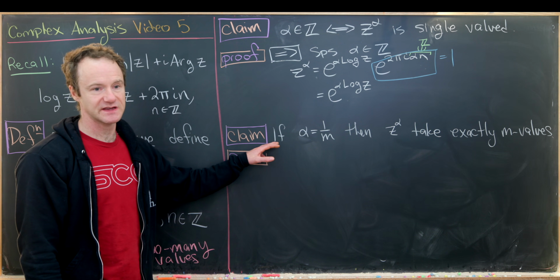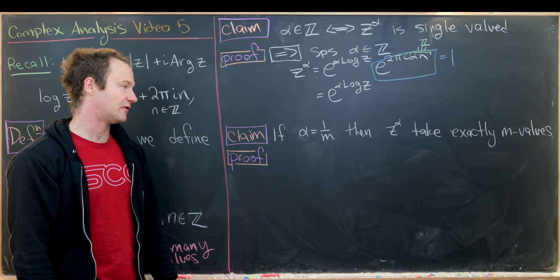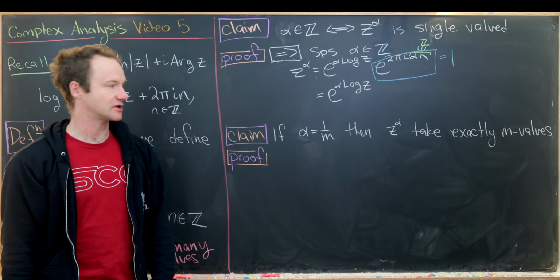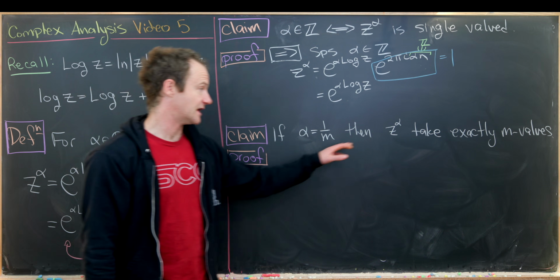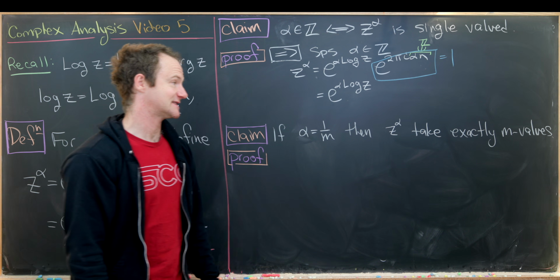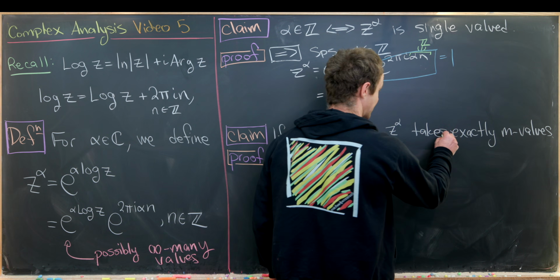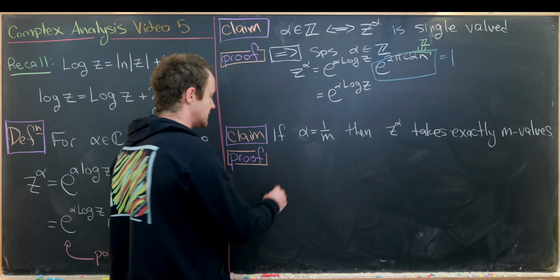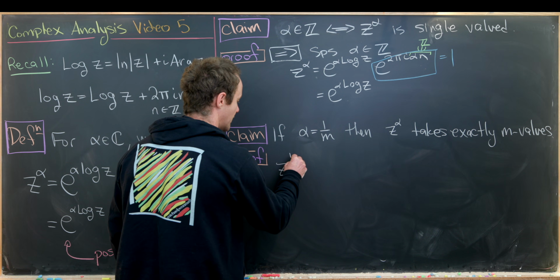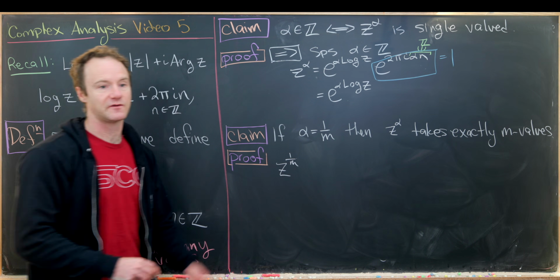Okay, so now let's look at this. We want to show that if alpha is the reciprocal of an integer, so 1 over m, where m is an integer, then z to the alpha takes exactly m different values. Okay, so let's see maybe how we can do this. Let's calculate z to the 1 over m. That's alpha in this case.